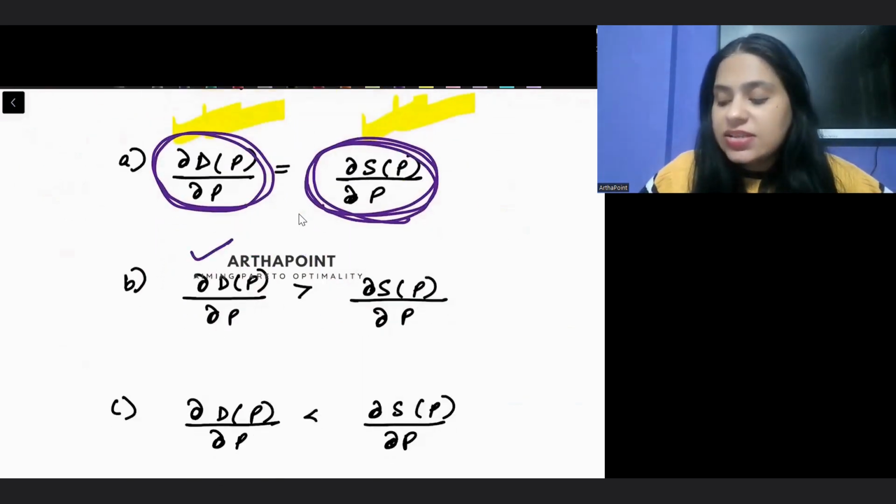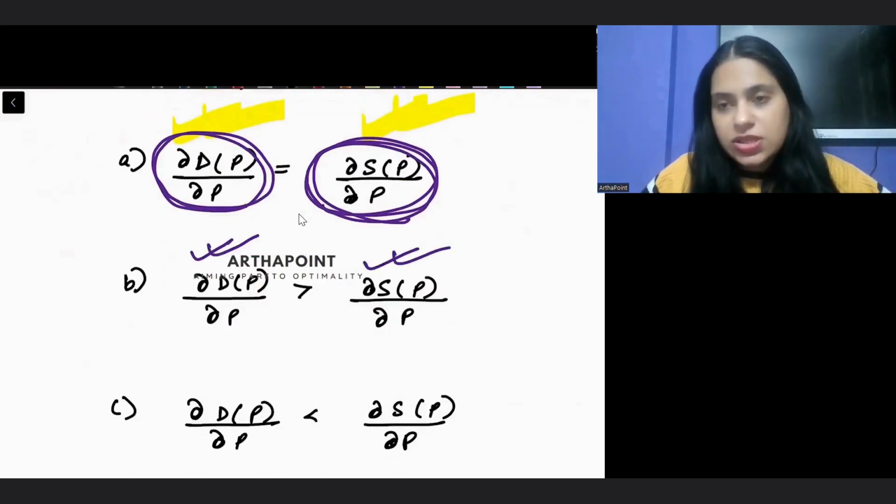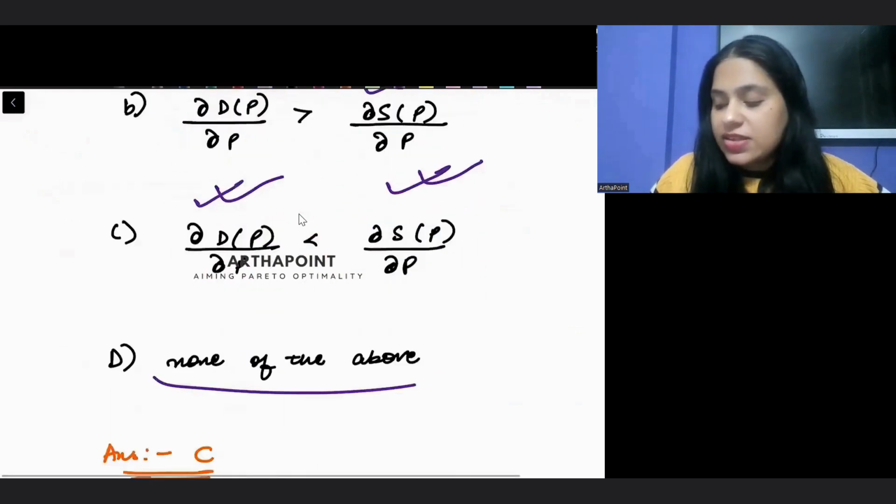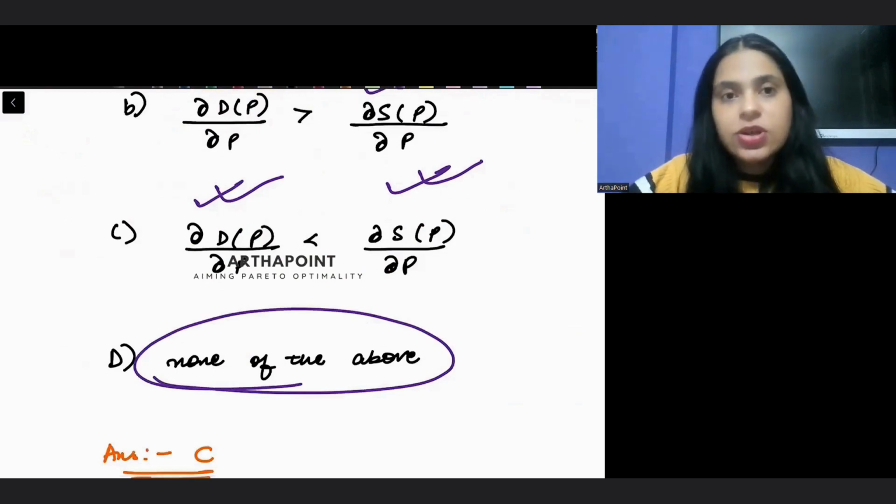The second says that the slope of demand curve is more than the slope of supply curve. This says slope of demand curve is less than slope of supply curve. And then this says none of the above. So you have to tell which of the following is the right stability condition that we have.